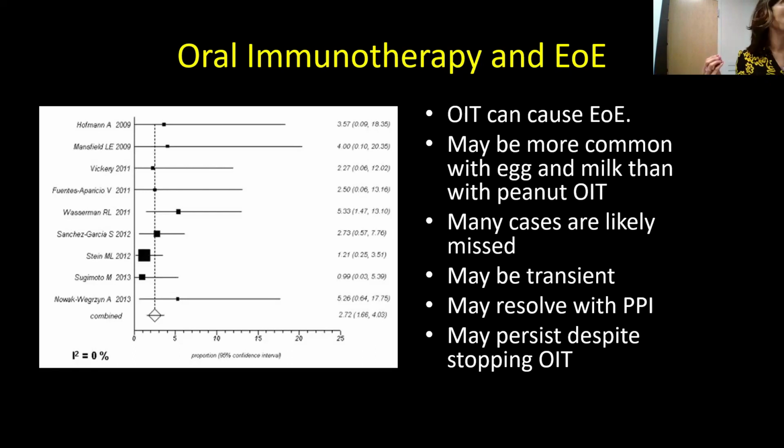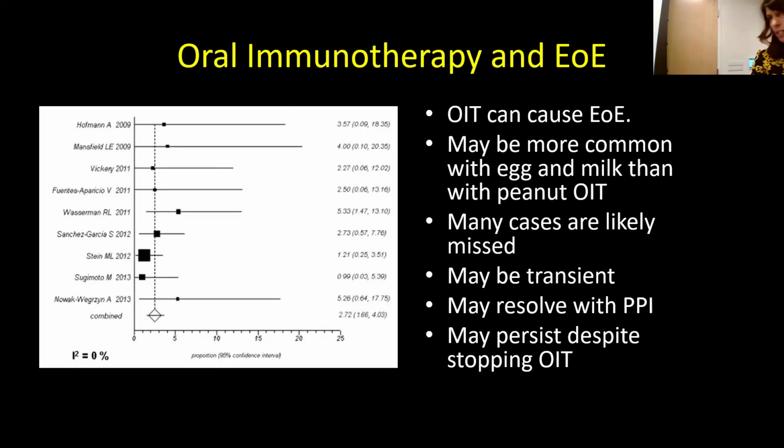But a lot of cases probably get missed because the biggest reason for stopping OIT is abdominal pain. And rather than having a scope, people often will stop their OIT. So the OIT induced EOE is really interesting. It might be transient. It could be that if you push through, it'll go away. It's often PPI responsive, and then there is a subgroup of patients where you stop what you think was the inciting trigger and the EOE sticks around. So you started this cascade in a person. So you have to have this conversation with your patients before you start them on OIT. They need to know that this is one of the risks.